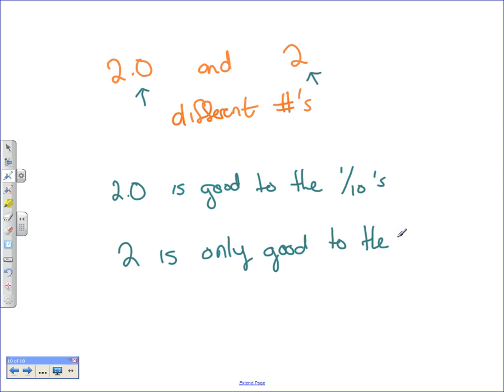Okay, so 2 is only good to the ones place. Now, this means that 2.0 was made with an instrument that had more precise measurement. It could measure to a greater degree. Whereas the 2 here is a little bit more of a broad or less precise device or measurement. It can't necessarily measure as far as the device that measured the 2.0. Okay, so it all comes down to the numbers telling us something about the measurement.